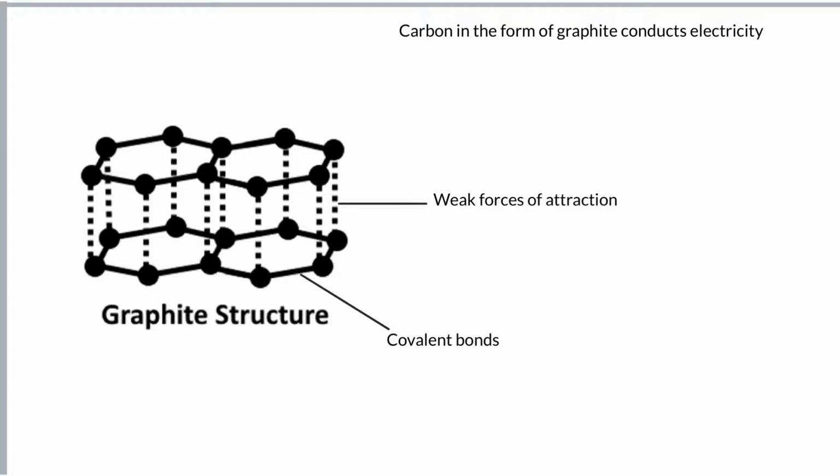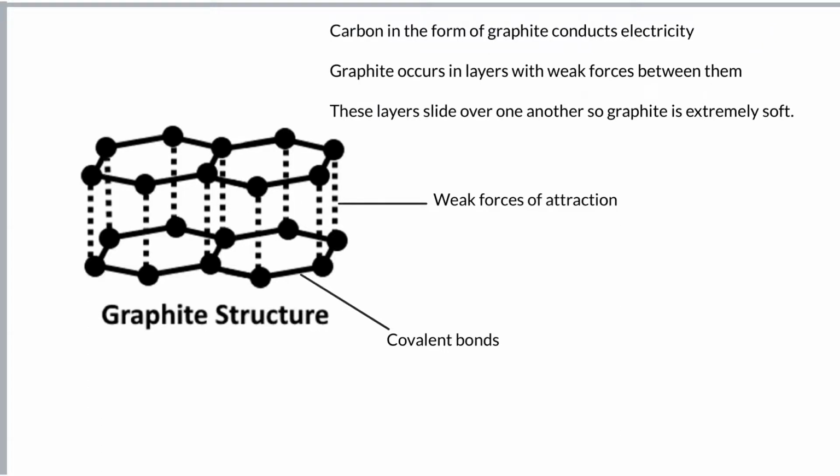The layers can slide over one another, and that makes graphite extremely soft. Graphite is a substance that they use in pencils, so when you're rubbing a pencil on a piece of paper, the layers can slide over one another, and that allows the pencil to leave a mark. So other uses of graphite include in batteries, in lubricants, and when you do electrolysis, the electrodes are probably made out of graphite because it's a good conductor of electricity and it's fairly unreactive.